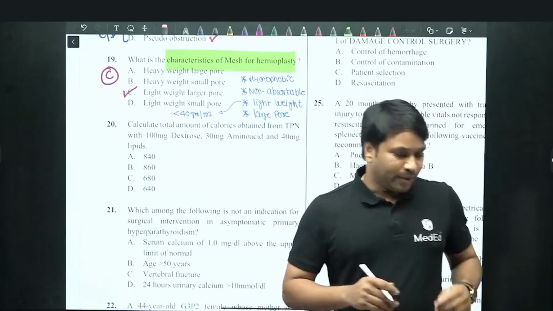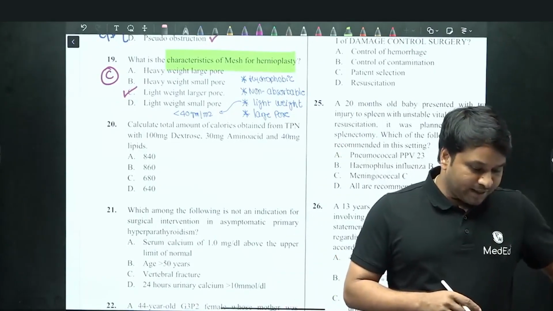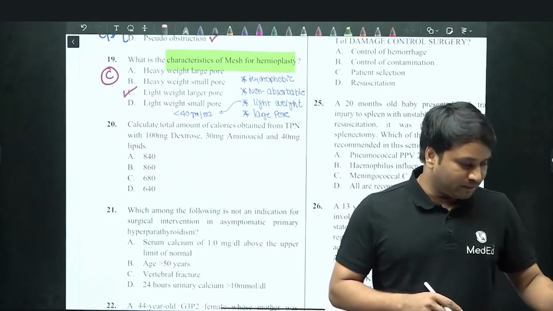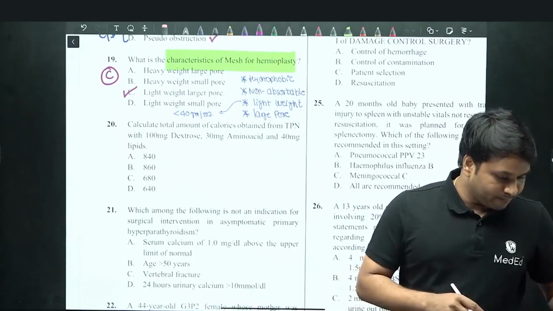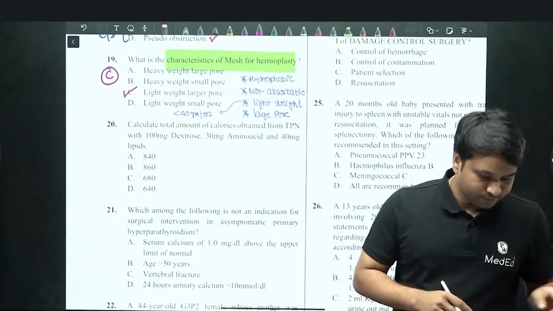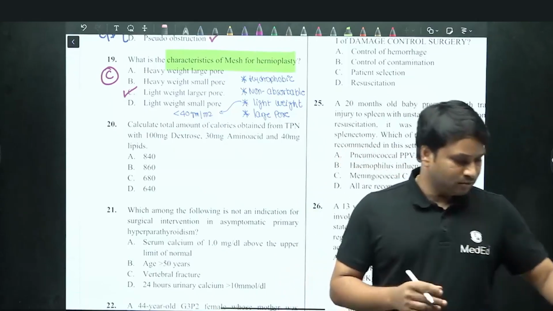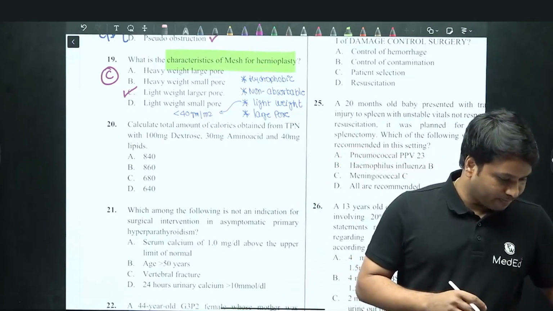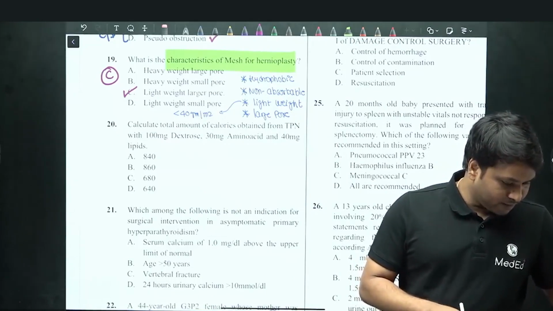Now, question number 20. How do you calculate the energy that has to be obtained from TPN? Any idea, guys? How do you calculate the energy that you want to obtain from a TPN? Any feedback? Quick component.